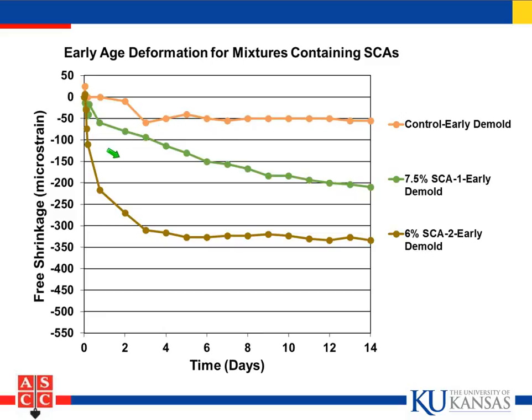Now we have two different shrinkage compensating admixtures added, and notice that they give us some action right in the first couple of days. Now these are different kinds of admixtures. In this one most of the expansion has occurred by about 3 days, and then it remains approximately constant. We don't get any more expansion. Whereas this other one continues to expand over time. Now there is another difference. This shrinkage compensating admixture also includes a shrinkage reducing admixture. So we're going to see some difference after we allow drying to occur.